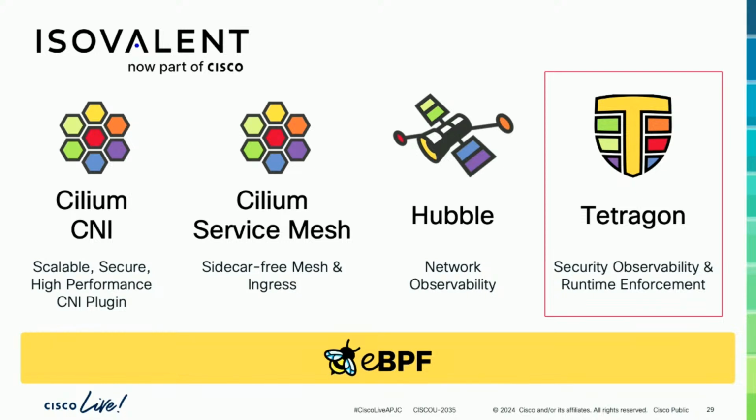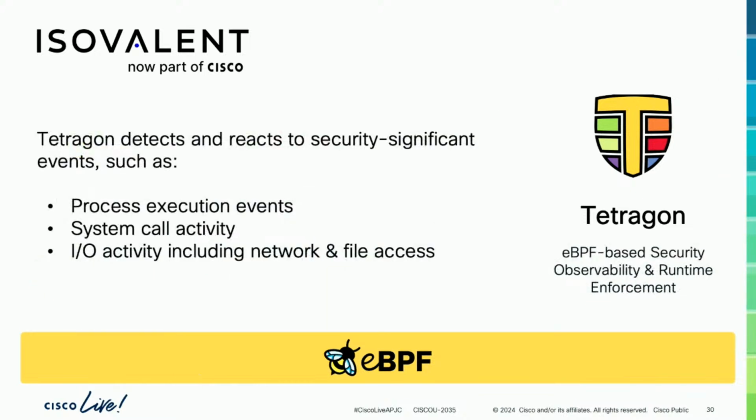You may be familiar with Cilium. I mentioned that earlier. It's a great tool for things like observability, networking, and security. But there's also other tools like Hubble as an example that Isovalent has put out. That's great for network observability. And one that I'll quickly touch upon a little bit more is Tetragon. And that's really about security and runtime enforcement, leveraging eBPF as well.